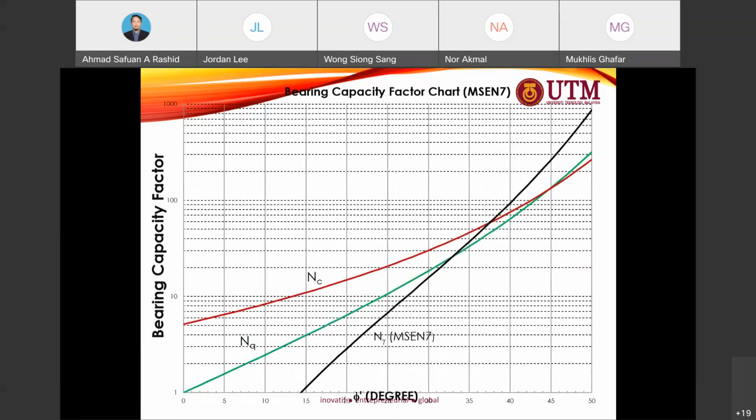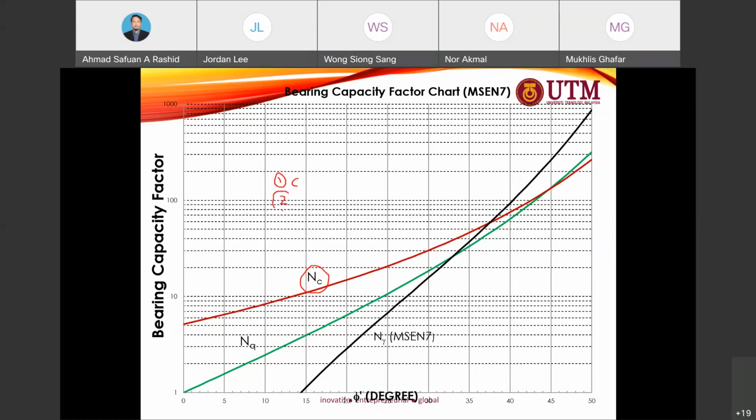So either we use the calculation or we may use what we call this chart to get the Nc, Nq, and N gamma. As we know, the Nc represents sub-equation number 1, and the c value that we should use is the value of c below the foundation.